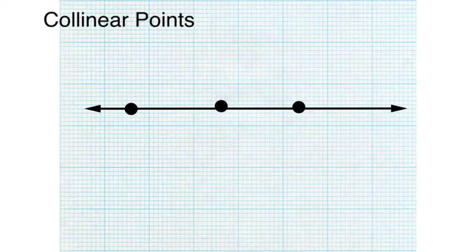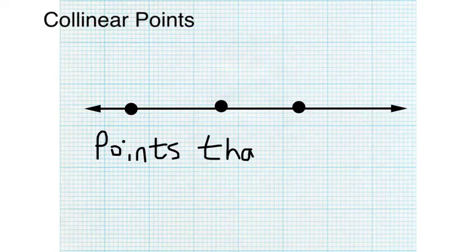I'll go ahead and write that in. Collinear points are points that lie on the same line.